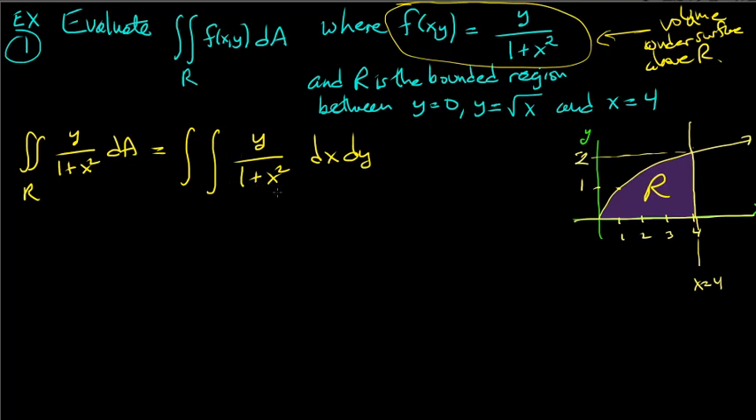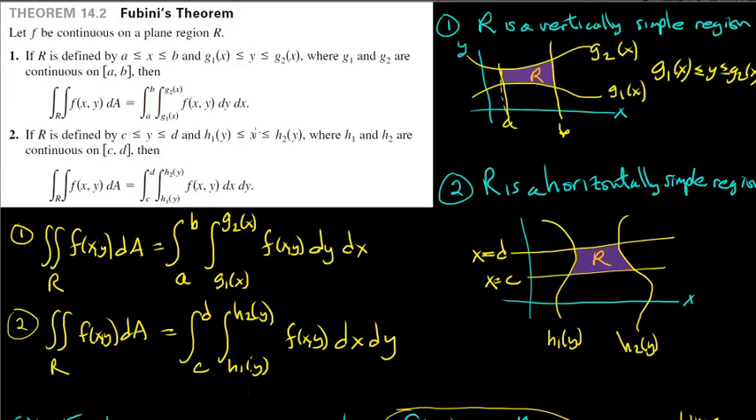Yeah, I remember what that is. I hope you do. I think it's just arctangent of x. So I think it works either way here. So I'm going to go with the vertically simple region, right? We're going to do vertical rectangles. So this is part 1 of Fubini's theorem.